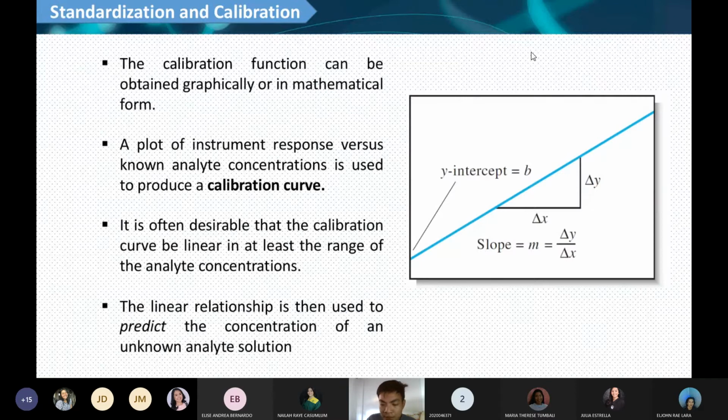And for external standard calibration, the line or the calibration curve, no? Yung calibration curve, yun yung line, can be described by the equation y equals mx plus b because that is linear, no? Okay, so using the equation y equals mx plus b, you can get the concentration that corresponds to the instrument response, that is the y-axis, okay?